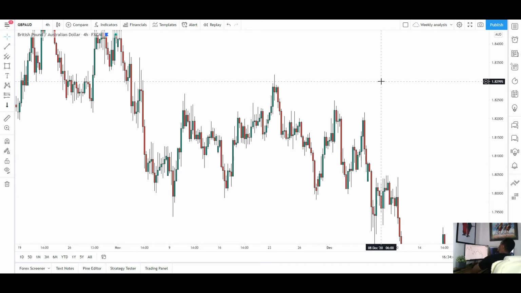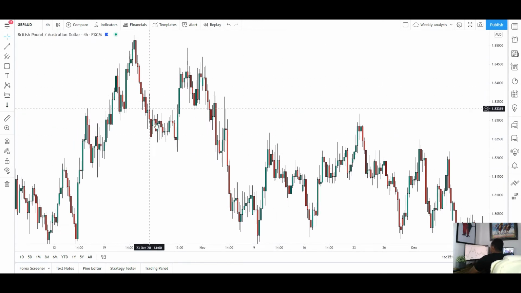I'm going to give you some examples here on GBPAUD and AUDJPY of what I'm talking about, and show you exactly how I trade them and how I recommend you should trade them as well. So we've got GBPAUD here. You can see right now a bearish trend in the market.